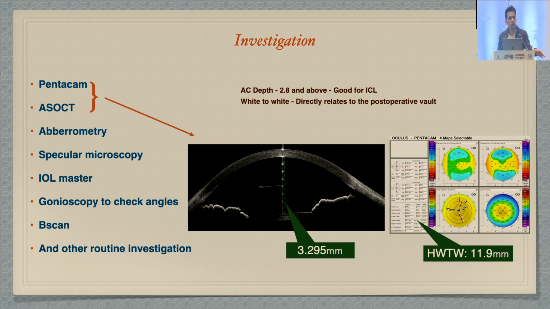The two most important ones are the Pentacam and the ASOCT. The Pentacam and ASOCT give me two big values. One is the AC depth, which I have to measure with both, and you have different techniques to measure it. The other is the horizontal white to white, which is used not just by us, but also by the company guys who measure and size this ICL. We'll come to the sizing in the post-operative segment, but it's an important part of the discussion, because everything in ICL is diagnosis based.